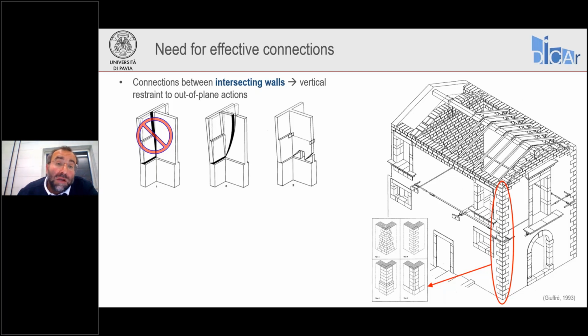But we may want to do even better. So if we want to involve in this mechanism a larger portion of the intersecting wall, we may want to tie together these two perpendicular walls, tie them with each other. And to do so, we may, for example, introduce tie rods or other types of improved connections.